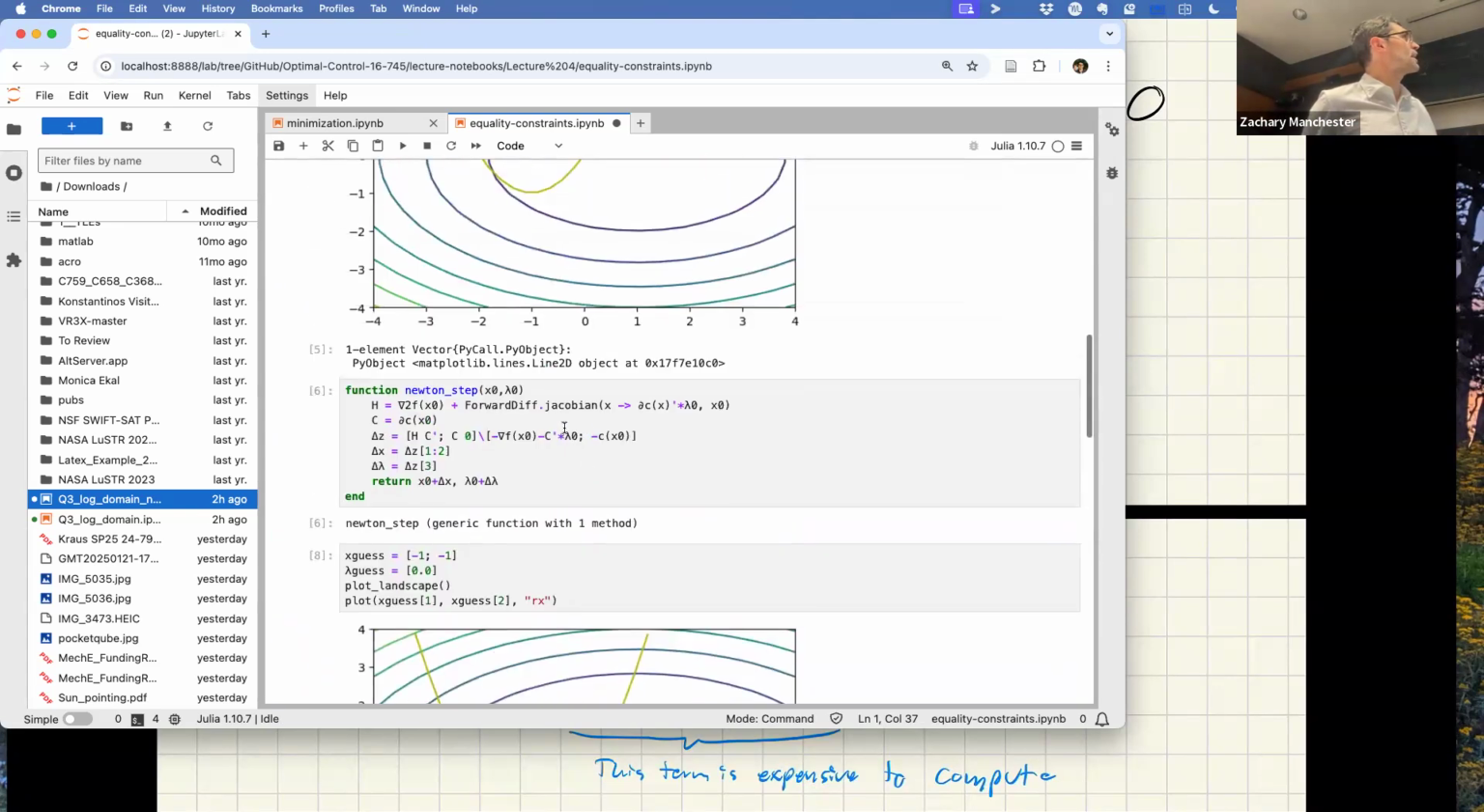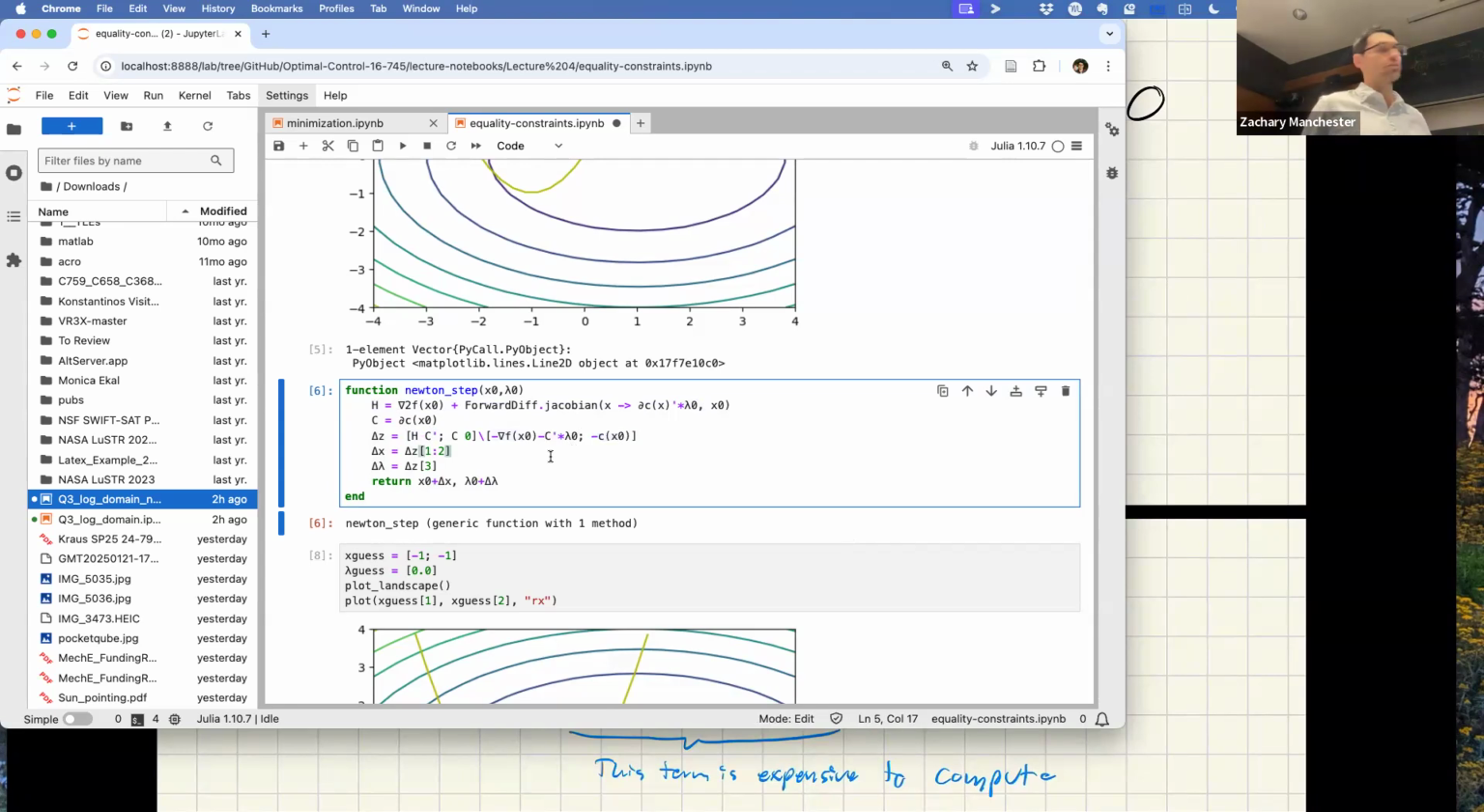Let's see. And then what we got? So here's the Newton step. It's exactly what we said. I'm going to use forward diff to get the Hessian of the Lagrangian in this case. So we'll do full up Newton. Constraint Jacobian. That's the KKT system, as we wrote down, minus grad F, or minus grad Lagrangian, minus C.